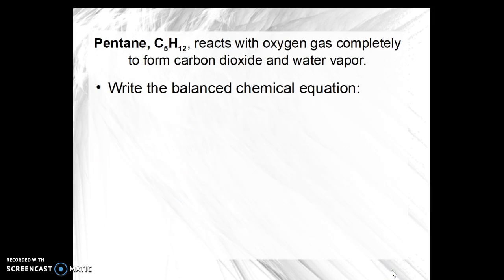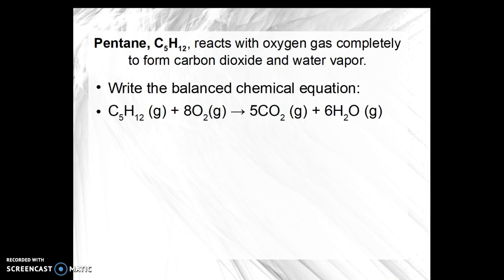Now, we find that pentane, C5H12, will react with oxygen gas. It'll react completely and form carbon dioxide and water vapor. So pause the video and write the balanced chemical equation, and then come back and check it.